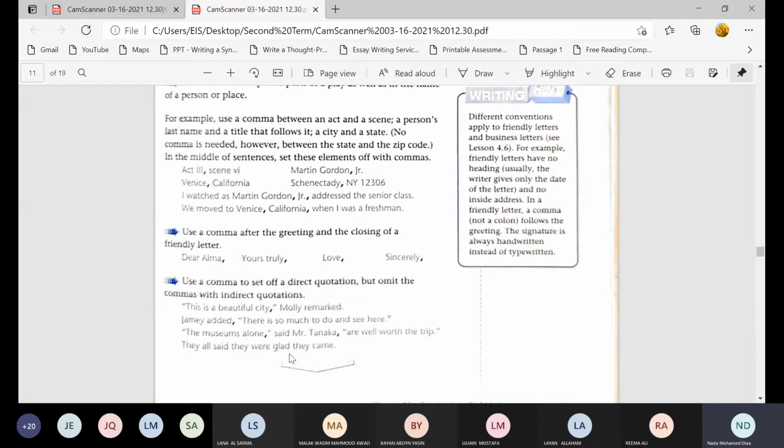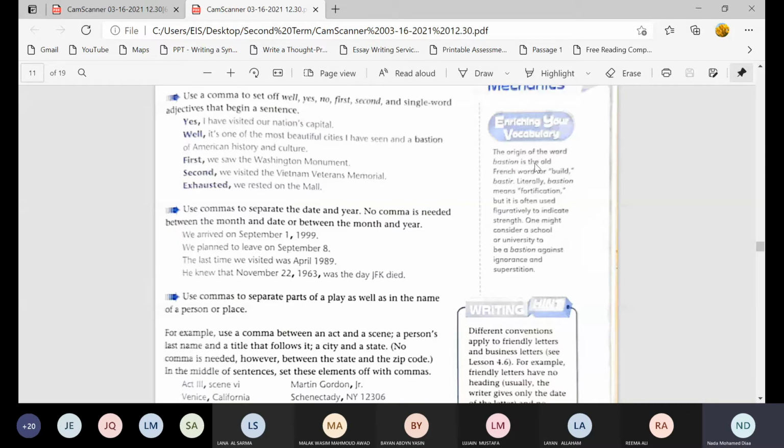"The museums alone," comma, said Mr. Tanaka, comma. The quotation mark is for that, not for "said Mr. Tanaka," and the comma is for the quote. "The museums alone," comma, between two quotation marks, said Mr. Tanaka, comma, to separate the quote. So we separate the quote from the one who talked. Here is another tip. The origin of the word bastion is the old French word for built. It is the city. Okay.